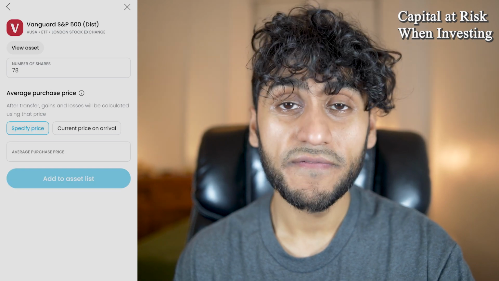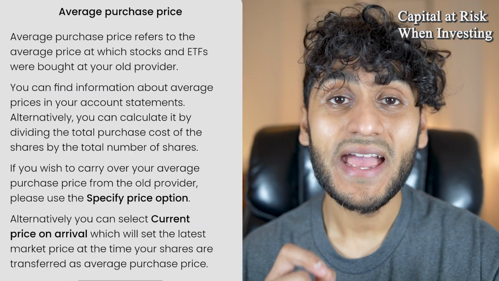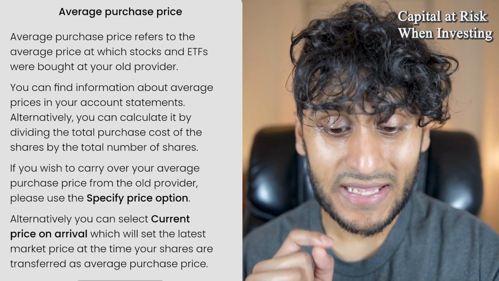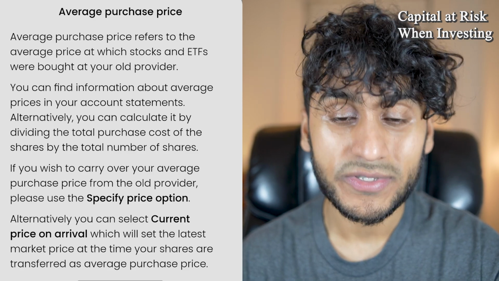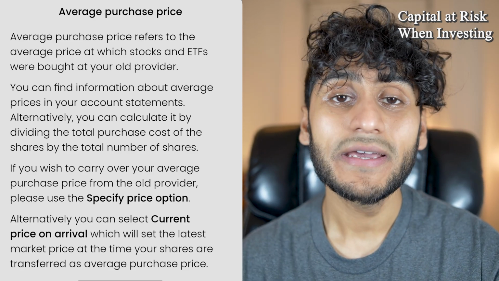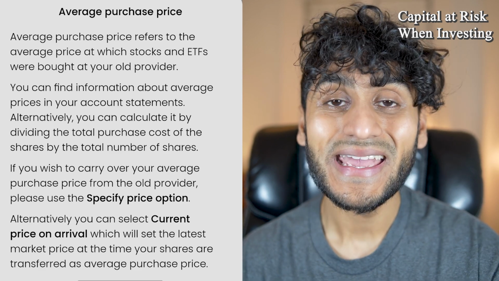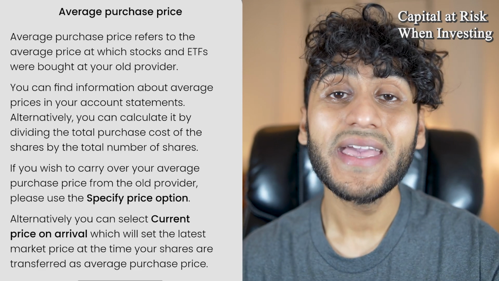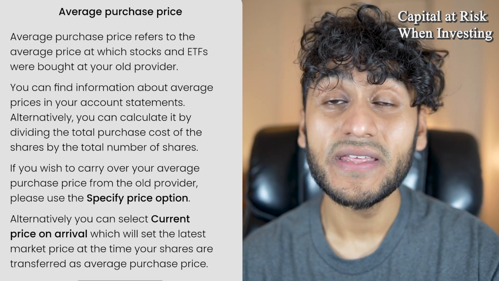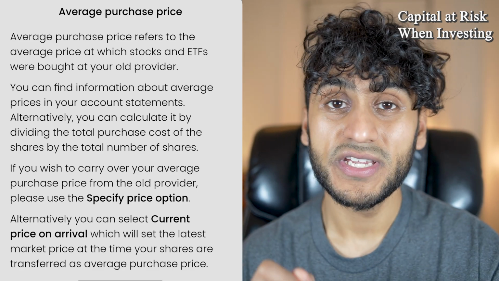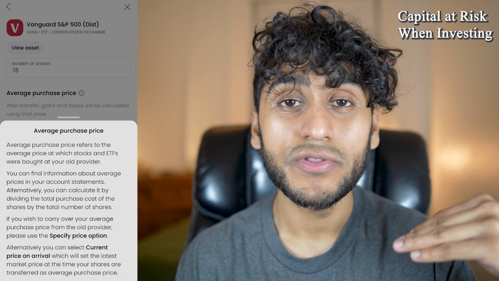If I go into the information box over here, you can see that average price refers to the average price at which stocks and ETFs were bought at your old provider. You can find your average prices in the account statements from Vanguard, or you can calculate it yourself by dividing the total purchase cost by the number of shares that you have. Very basic math there.